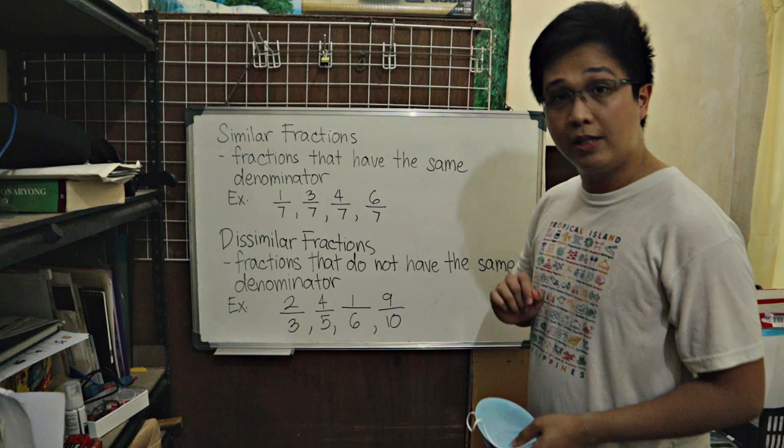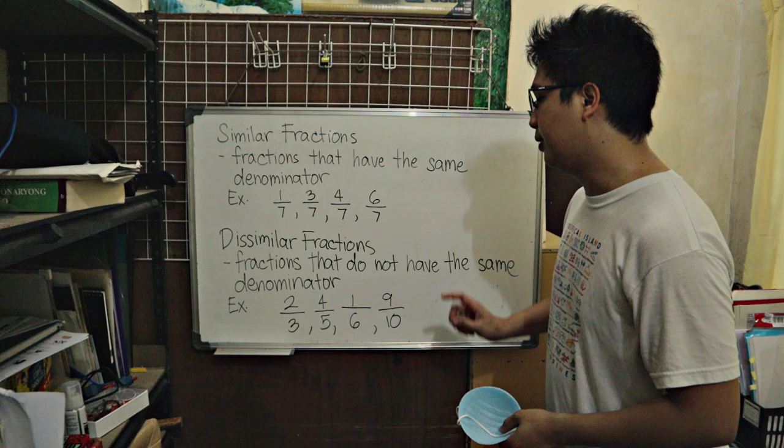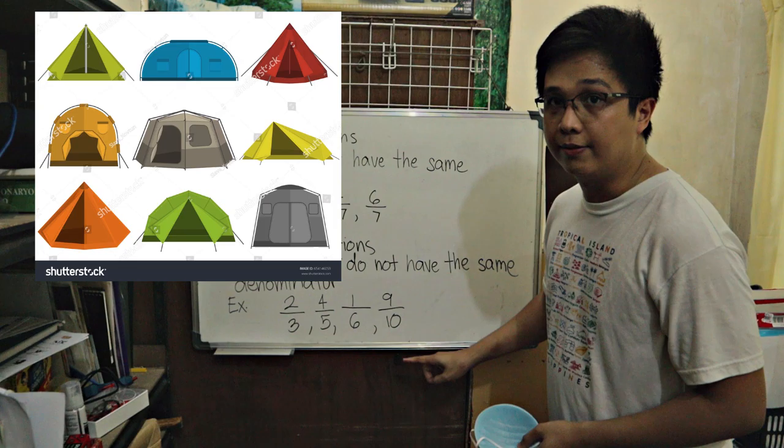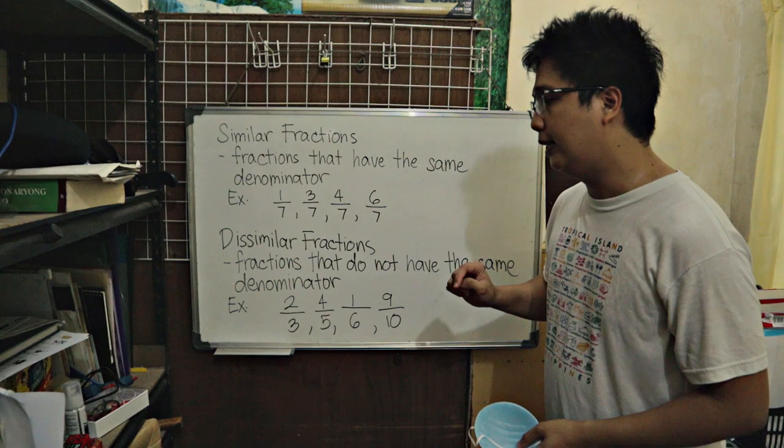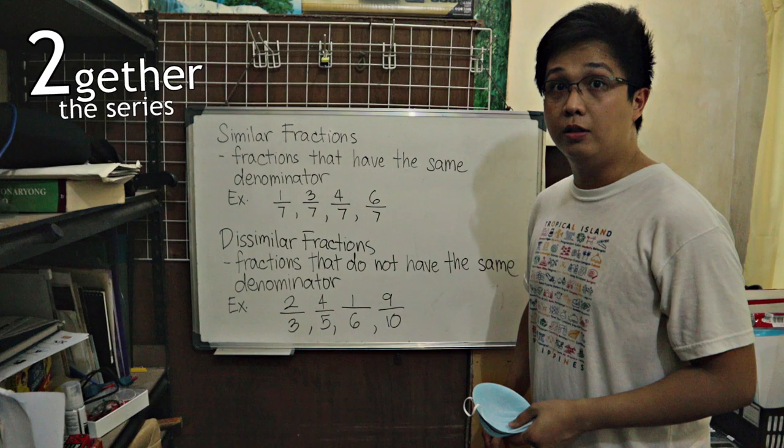Dissimilar fractions naman are fractions that do not have the same denominator. For example, 2/3, 4/5, 1/6, and 9/10. As you can see, lainay ang ilang denominator, meaning they are dissimilar fractions. Ining duwang concepts, they are important to the discussion on operations on fractions.